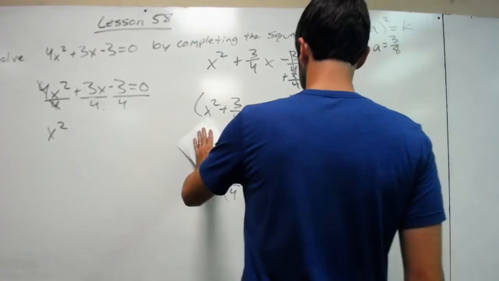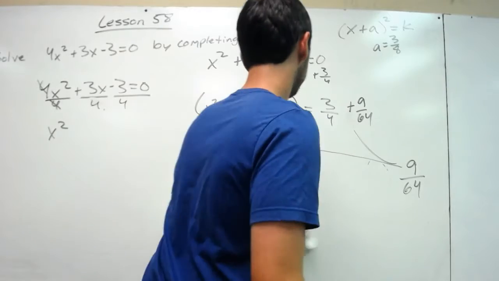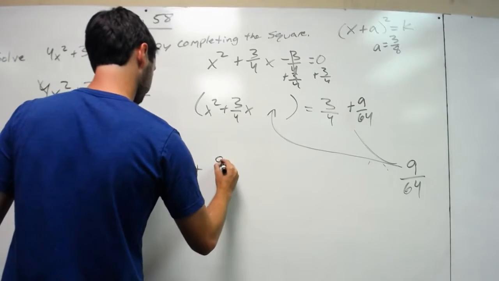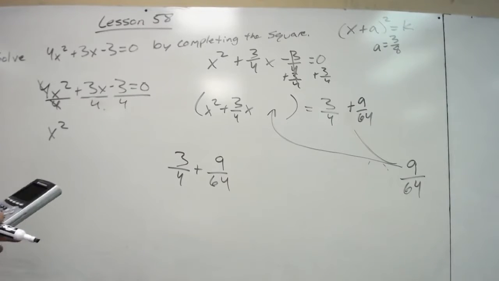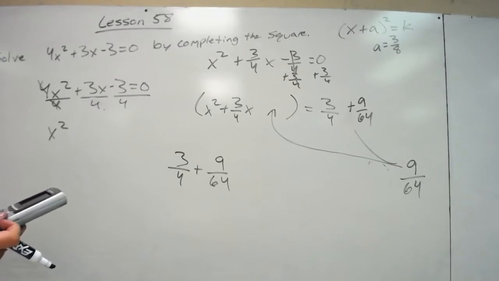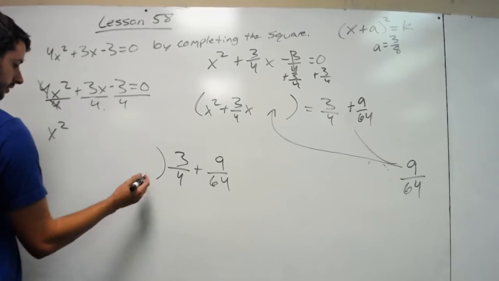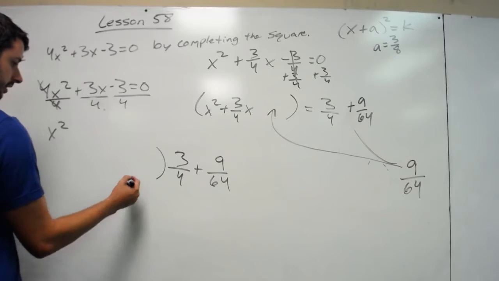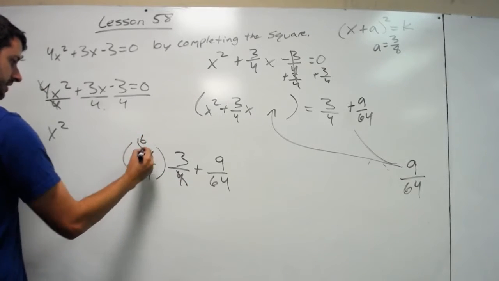Let me remove some of this clutter here. Let's look at 3/4 plus 9/64, and let's try to add that together. Let's see if 4 is divisible into 64 and if we can have a nice, easy common multiple. 64 is divisible by 4. 64 divided by 4 is 16. Therefore, you would have to multiply by 16. 4 goes into 64 16 times.